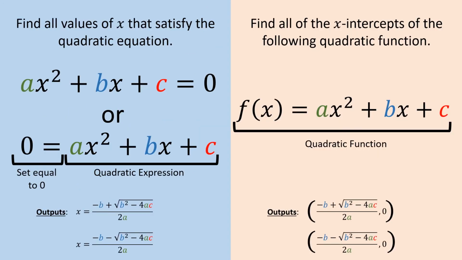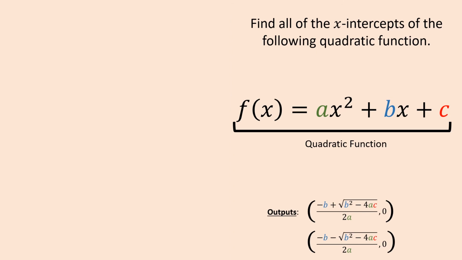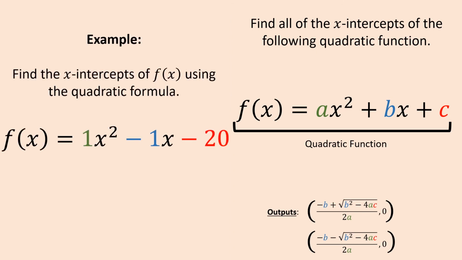Now let's move on to the quadratic function. And let's try to find the x-intercepts of the function 1x squared minus 1x minus 20. For this function, our a value is 1, our b value is negative 1, and our c value is negative 20. The only difference for a quadratic function is that our output is going to be a little bit different at the end. So let's begin.